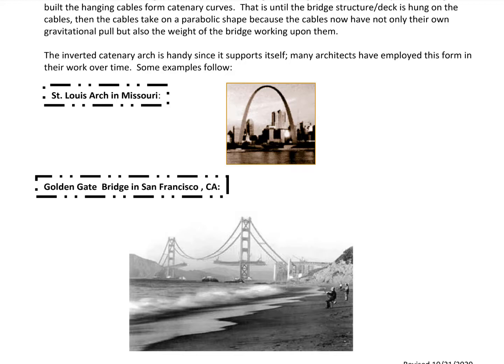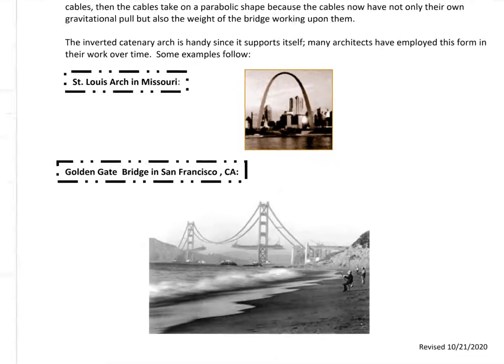One is the St. Louis Arch in Missouri. The inverted catenary arch is handy because it actually supports itself. So many architects have used that in their work over time. The St. Louis Arch in Missouri is one of them.